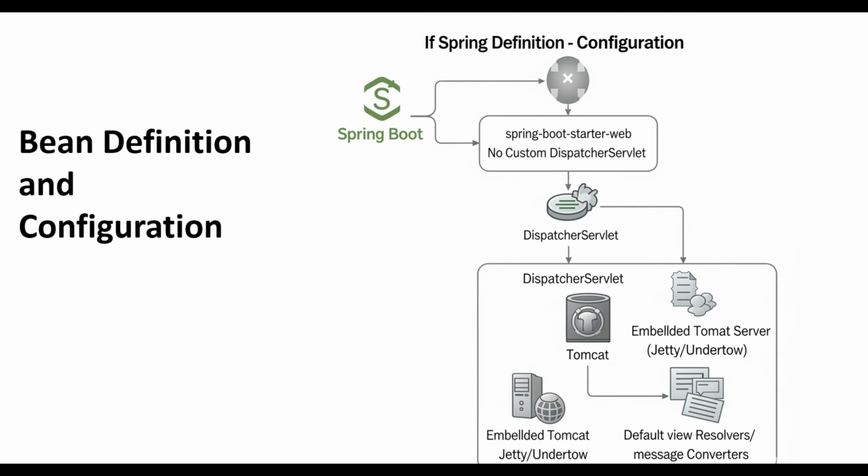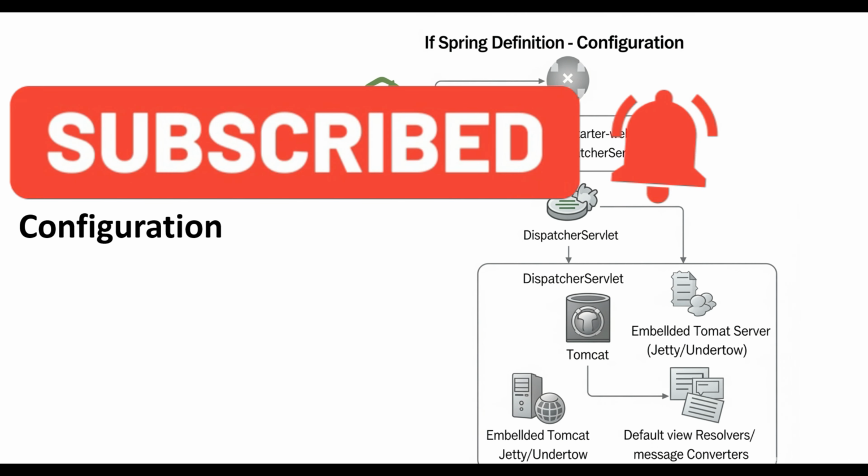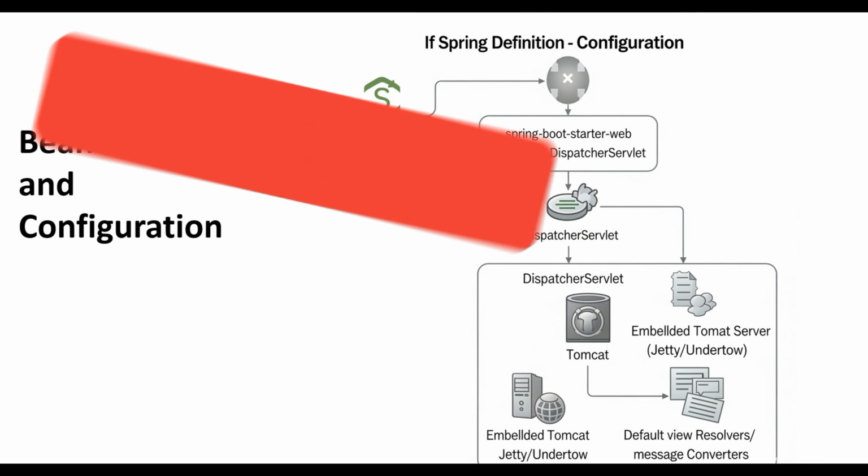Then comes the bean definition and the configuration. Now, if all the conditions of the configuration are met, it is going to proceed with defining and configuring the necessary beans that are required for your functionality and the business logic. Now, let's say a starter web is present and no custom dispatcher is defined. Now Spring Boot will automatically configure your dispatcher servlet. It will add the Tomcat server, and then it will also configure your resolvers and the message converter, like JSON to XML or like that. So this will be taken care of internally.